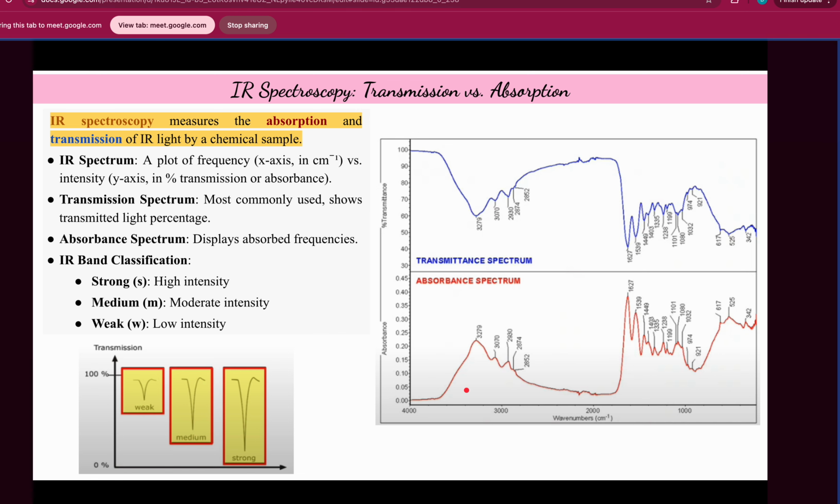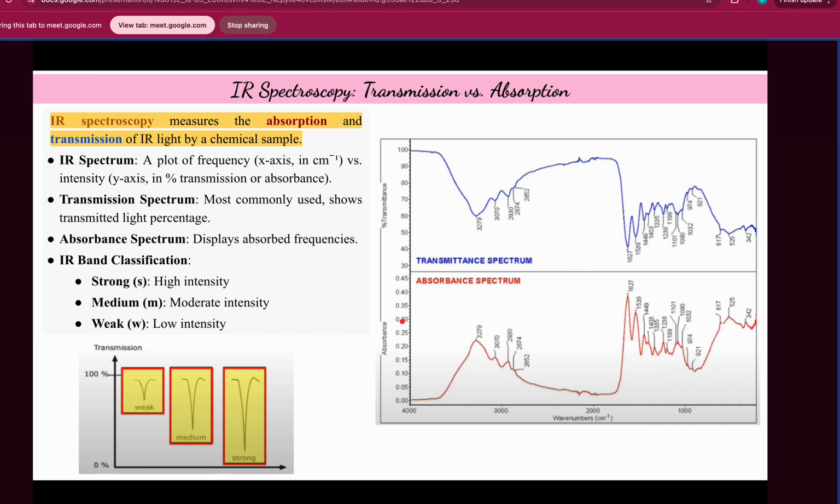And in IR spectroscopy also, we have two spectra. One is transmittance and another one is absorbance. Both of them are symmetrical to each other. In the places where there is absorbance, the transmittance will be low. And if transmittance is 100%, that means absorbance will be zero. So IR spectroscopy measures the absorption and the transmission of IR light by the chemical samples. And an IR spectrum is a plot of frequency versus intensity. So in this case, this is the wave number and this is the absorbance and transmittance.